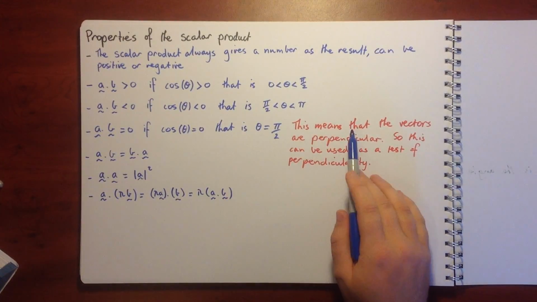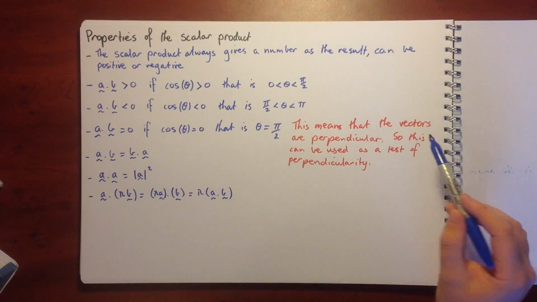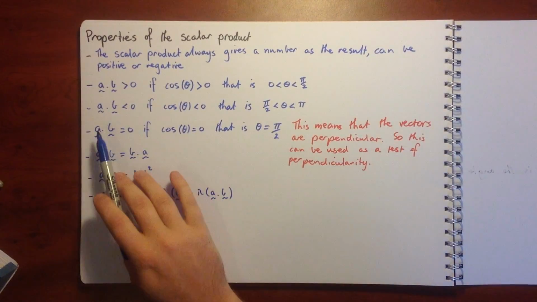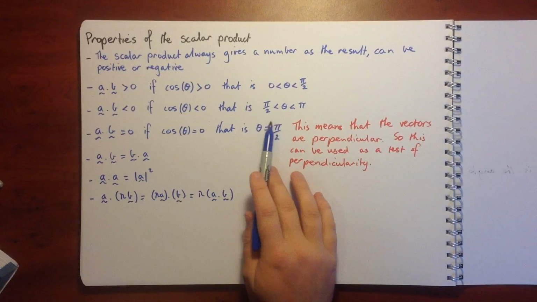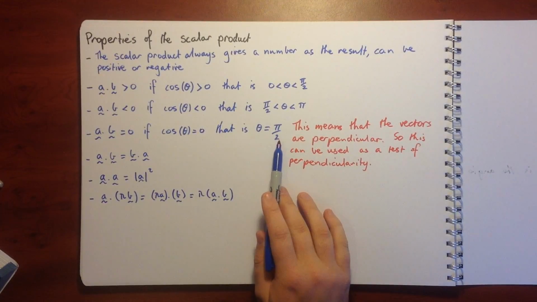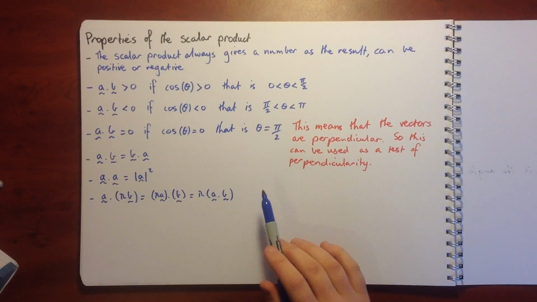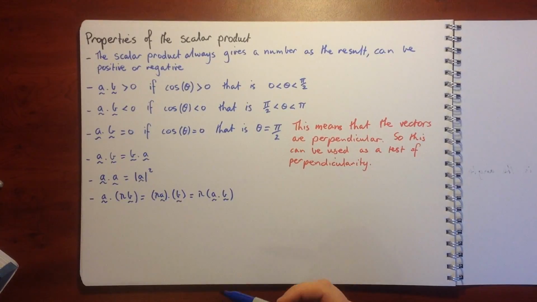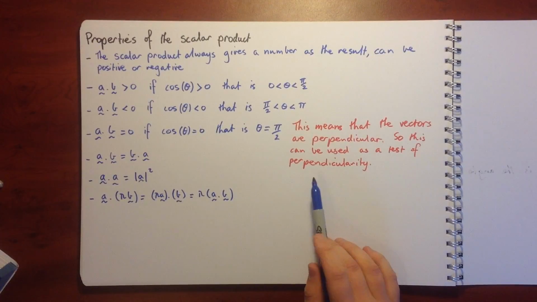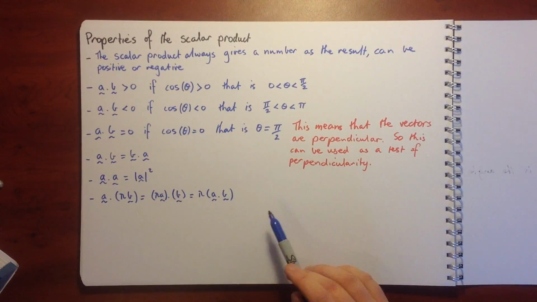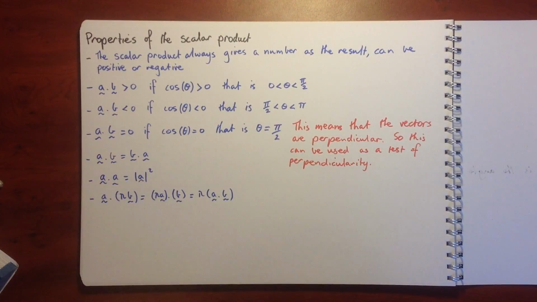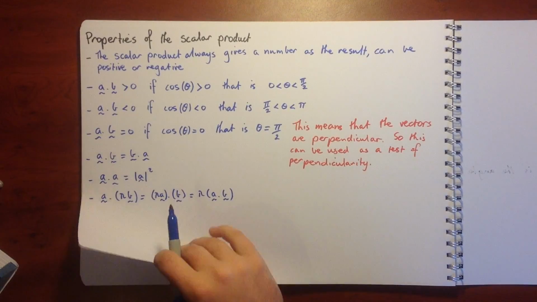And so just with this bit up here, this means that vectors are perpendicular. So if we have our angle of pi on 2, that's 90 degrees, so it means that A and B are perpendicular. So that's going to be a rule that we use, and we're going to use that as a test of perpendicularity, which I may or may not have just made up a word there. So often we'll want to see if two vectors are perpendicular, so we'll do the dot product. If it equals 0, bingo, they're perpendicular.